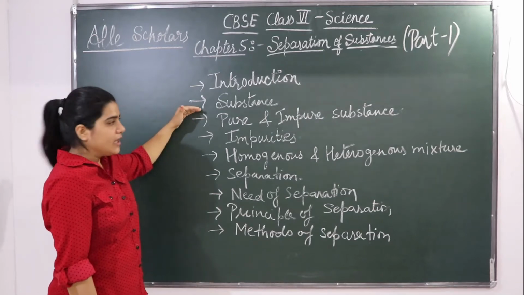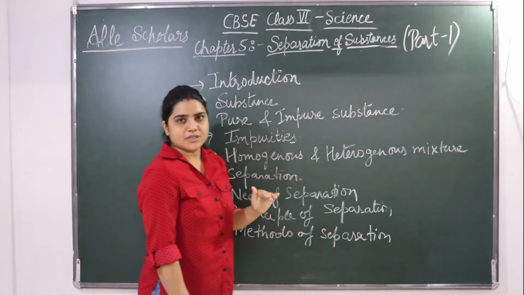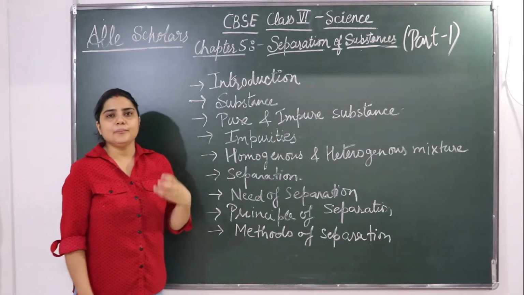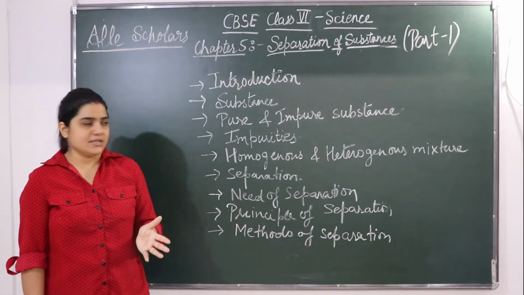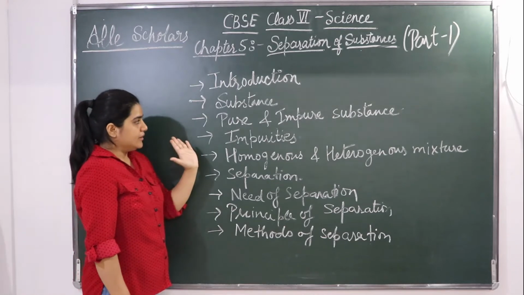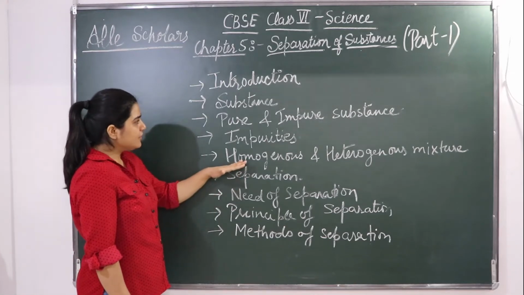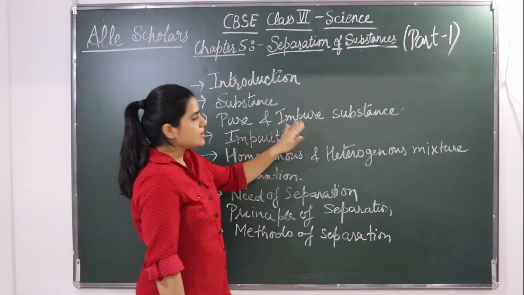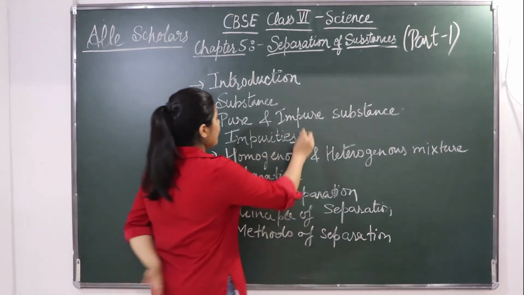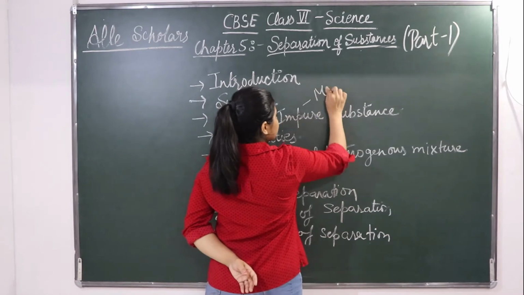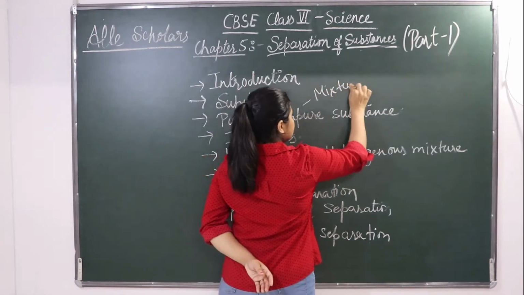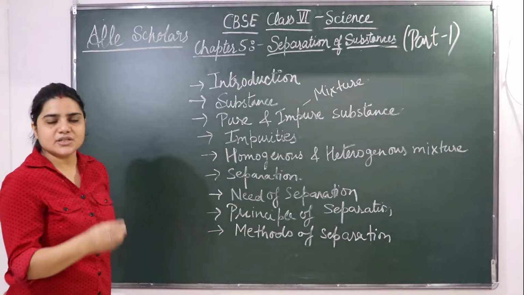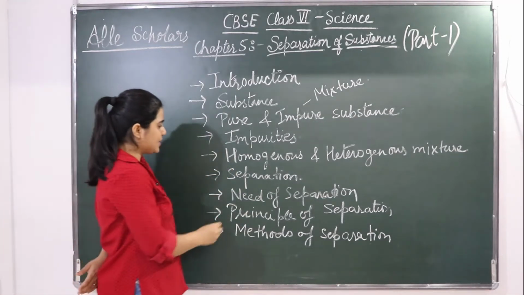Substances are of two types, pure and impure substances. We will discuss that. Then we will see how impurities come in a substance, and we will also see mixtures. That is, our impure substance is also called a mixture. So homogeneous and heterogeneous mixtures, we shall be seeing two types of mixture.